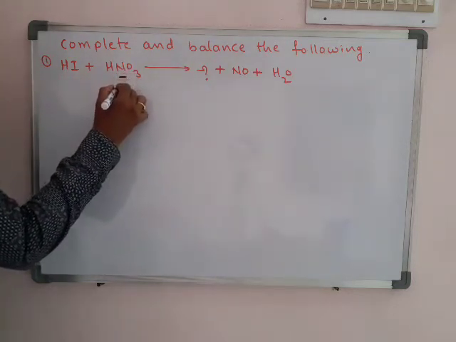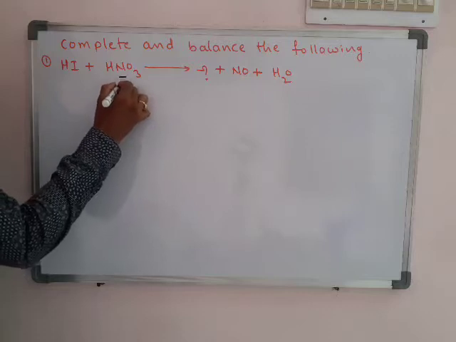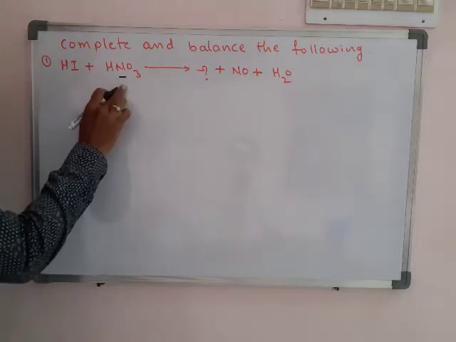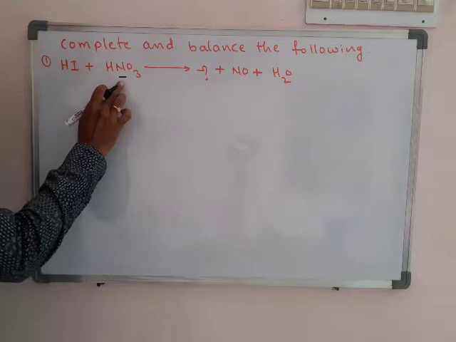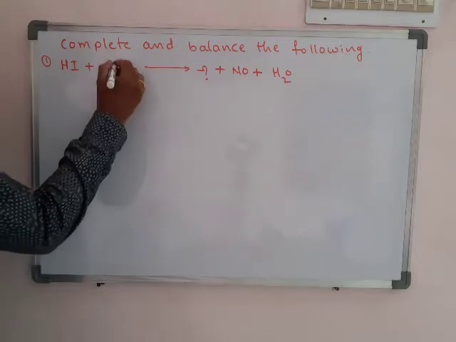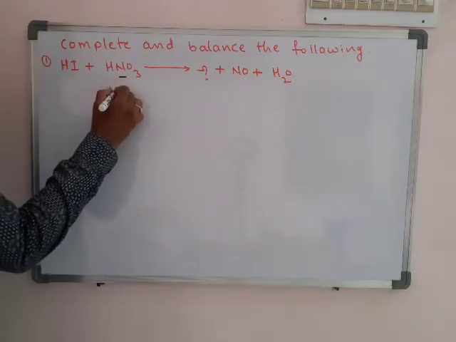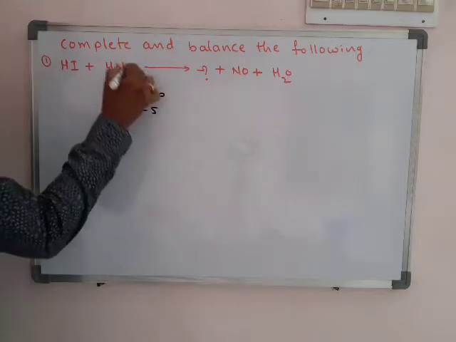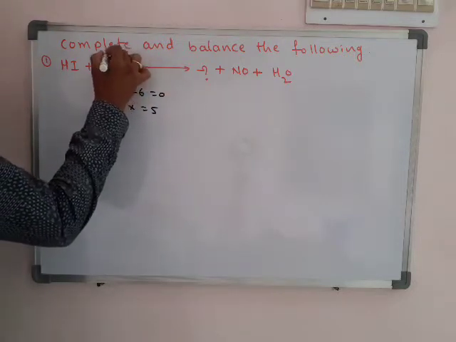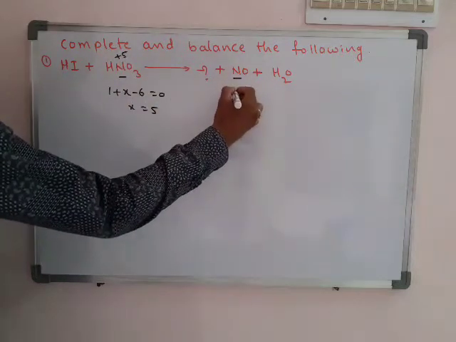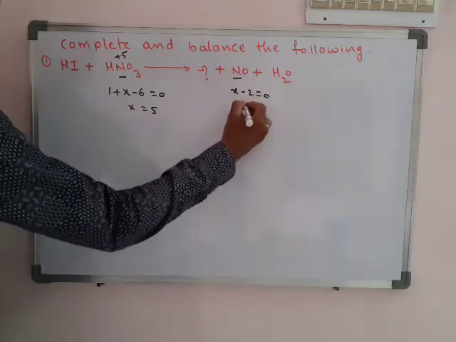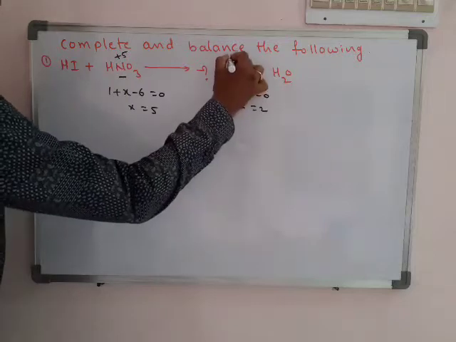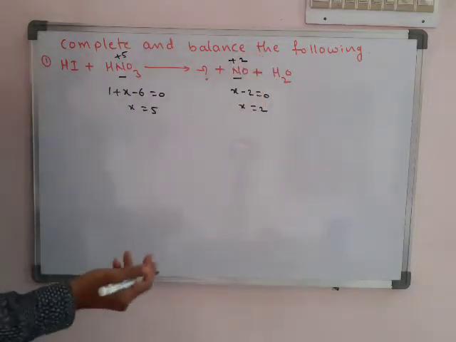Here, what is the nitrogen oxidation state? Let it be x. If you calculate, we will get plus 5. So in nitric acid, 1 plus x, the nitrogen oxidation number is plus 5. In NO, 1 nitrogen is present, x minus 2 equals 0, so x equals 2. Its oxidation number is plus 2, which means it is a reduction.